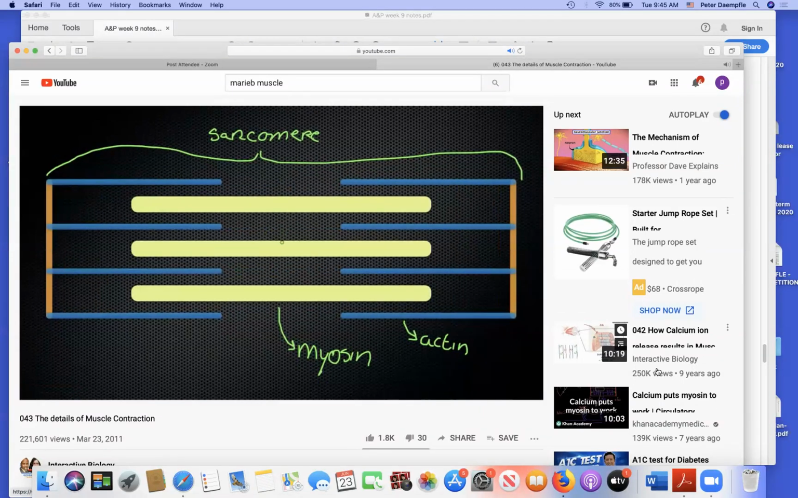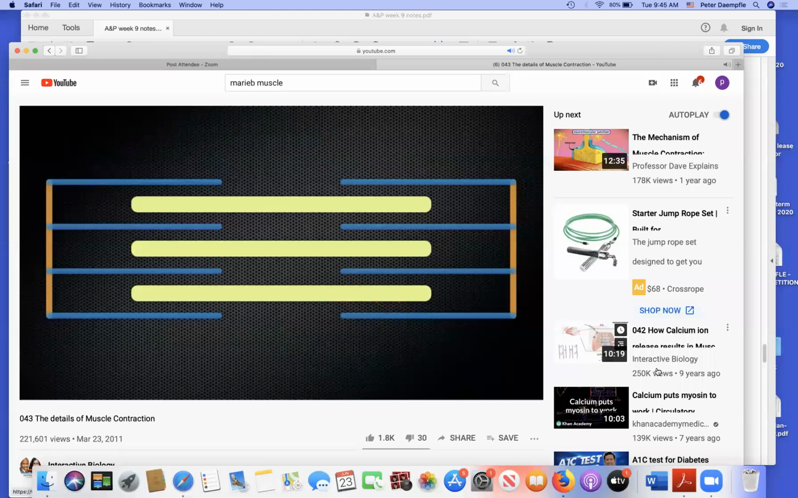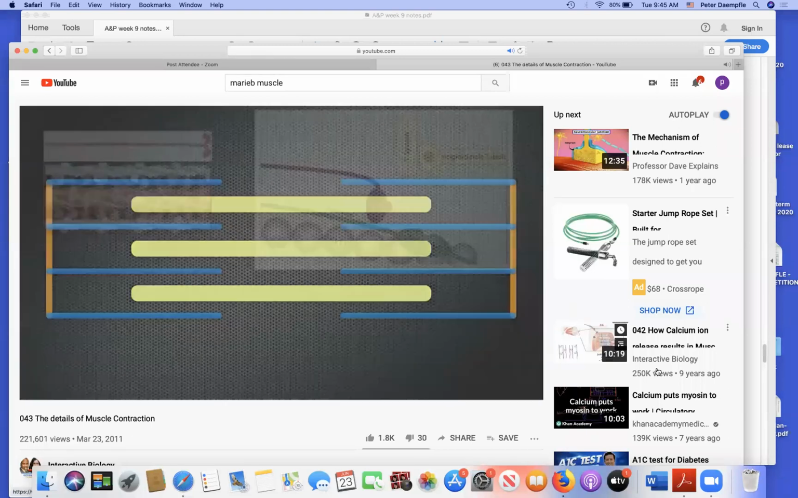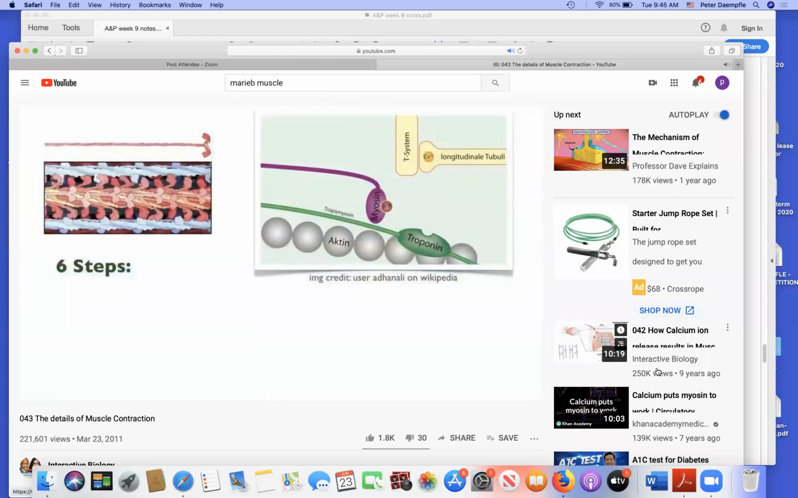Now, the reason we said that this can happen is because on the myosin filaments, we have these heads, and those heads extend and bind to the actin. And when they bind, they kind of flex. So it moves in this direction, and that pulls the actin, shortening the sarcomere. So what we're going to do today is we're going to look at the details of what is happening there. So we're going to look at the 6 steps in muscle contraction.